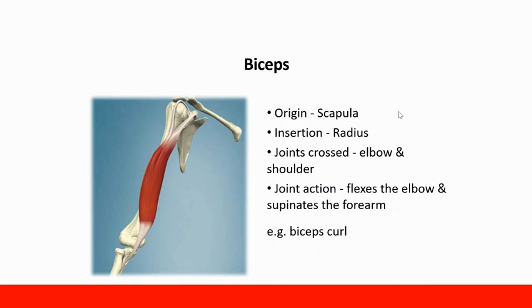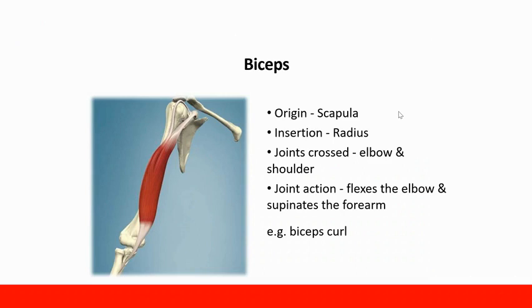Let's use an example of the bicep here on the screen. So it shows the bicep. We discussed the origin of it, the scapula, the insertion point, the radius. So the scapula is that superior area of the body. The radius is in that inferior position. It crosses both the elbow and the shoulder joint. And the joint actions that occur are flexion of the elbow and supination of the forearm. And right at the bottom there, you can see an example of an exercise that might occur, e.g. the bicep curl.